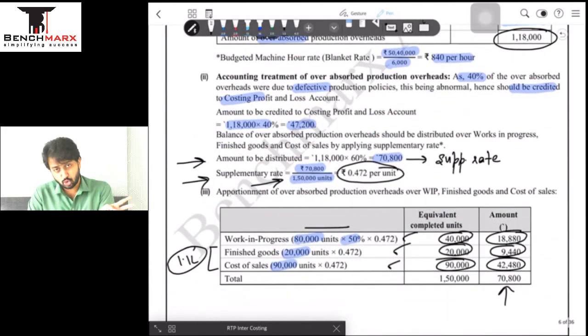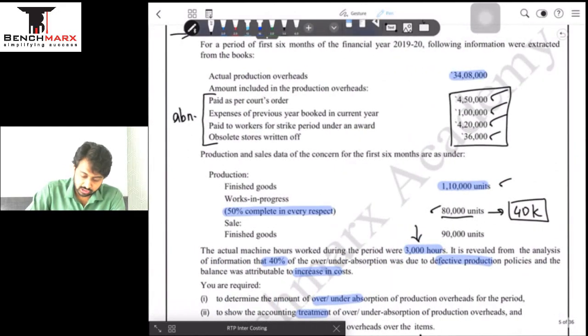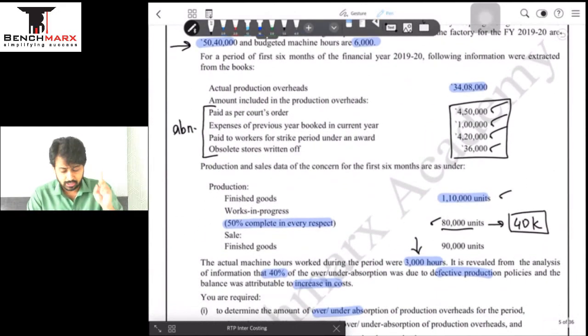So agar do question same type ka RTP mein hai, so this concept becomes important, much likely to come in the exams as well. ठीक है, ये अपना हो गया question number 3 as well. So in this question, याद रखो, always remove any abnormalities from the actuals, then compare that with the absorbed amount. For the absorbed amount, I will need the absorption rate, so find the absorption rate before. Then once you compare the actuals with the absorbed, I'll get the under की over absorbed overheads. उसका 40-60, 30-70 जो ratio दिया होगा उन कर देंगे.